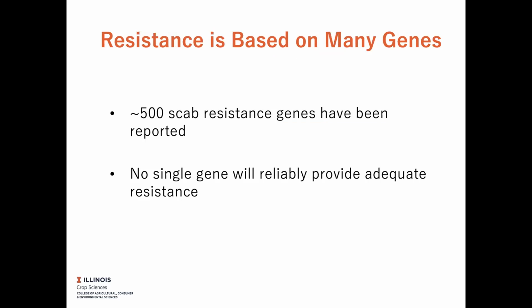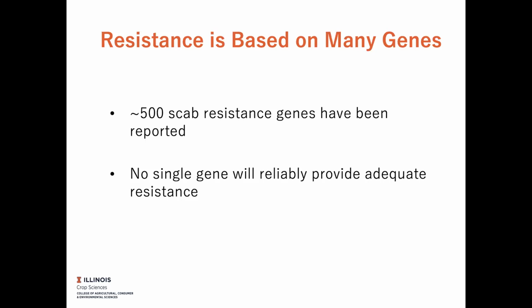Another tricky thing about scab resistance is it's based on many genes. There's been a lot of work done to try to understand the genetics of this resistance, which has amounted to more than 500 different scab resistance genes that have been reported. And it starts to look like a complex trait similar to yield or other agronomic traits, where we really don't have a single gene or a silver bullet that's going to reliably provide adequate levels of resistance.